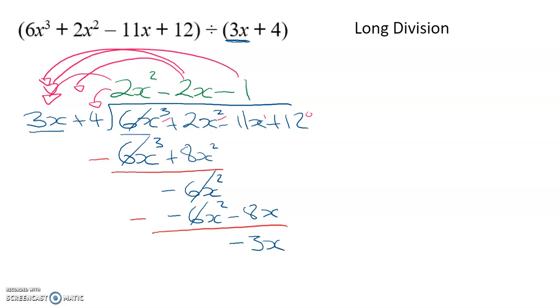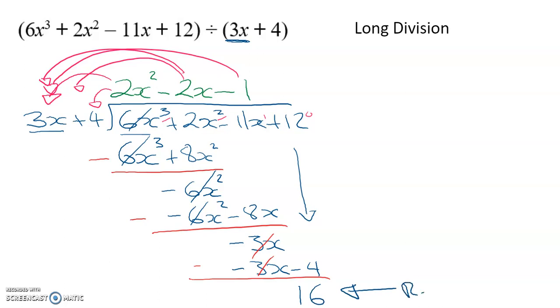Negative 1 times 3x is negative 3x. Negative 1 times 4 is negative 4. And I have to perform a subtraction. Okay, these will cancel because we've done it correctly. Then we have 12 minus negative 4, so it ends up being plus, is 16. Now if you end up with a number down here, that means it is a remainder.